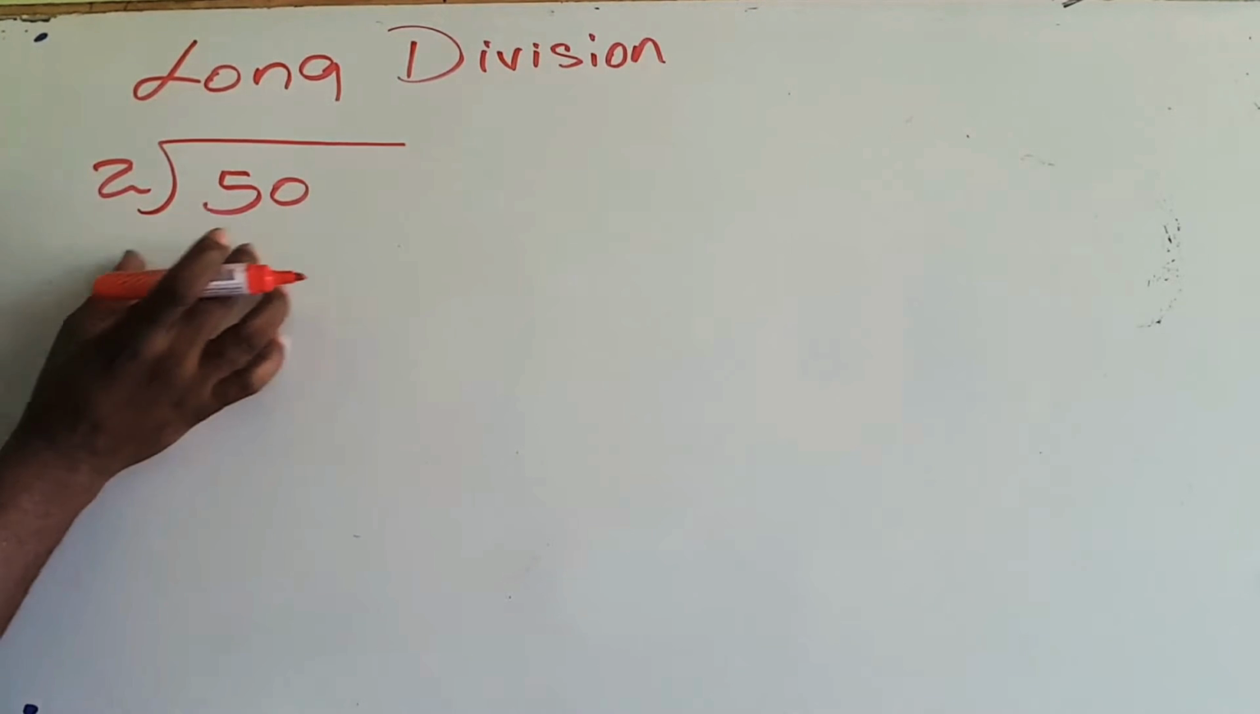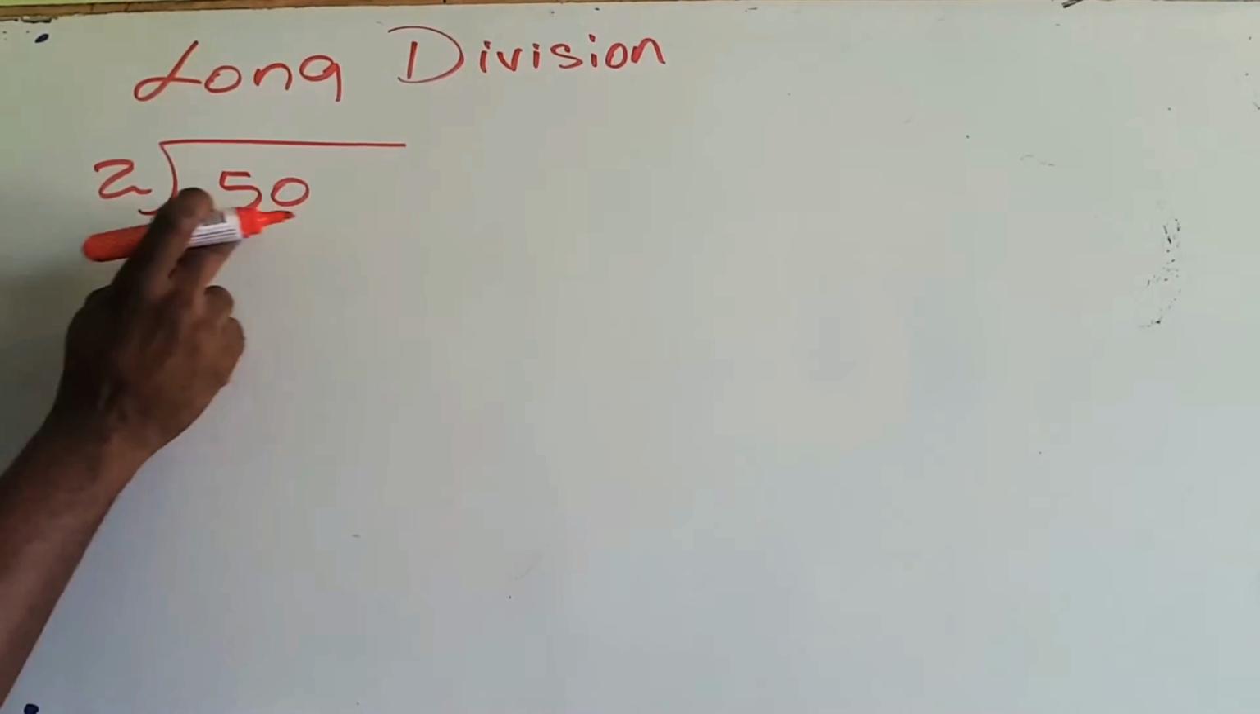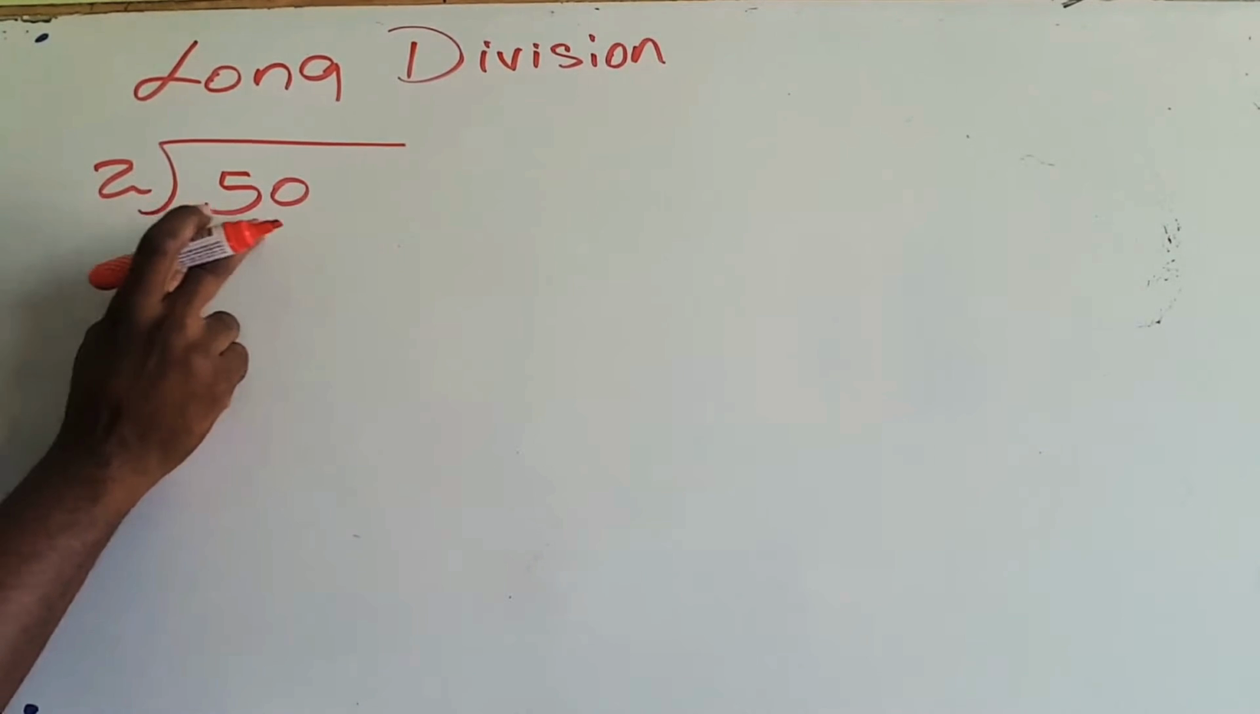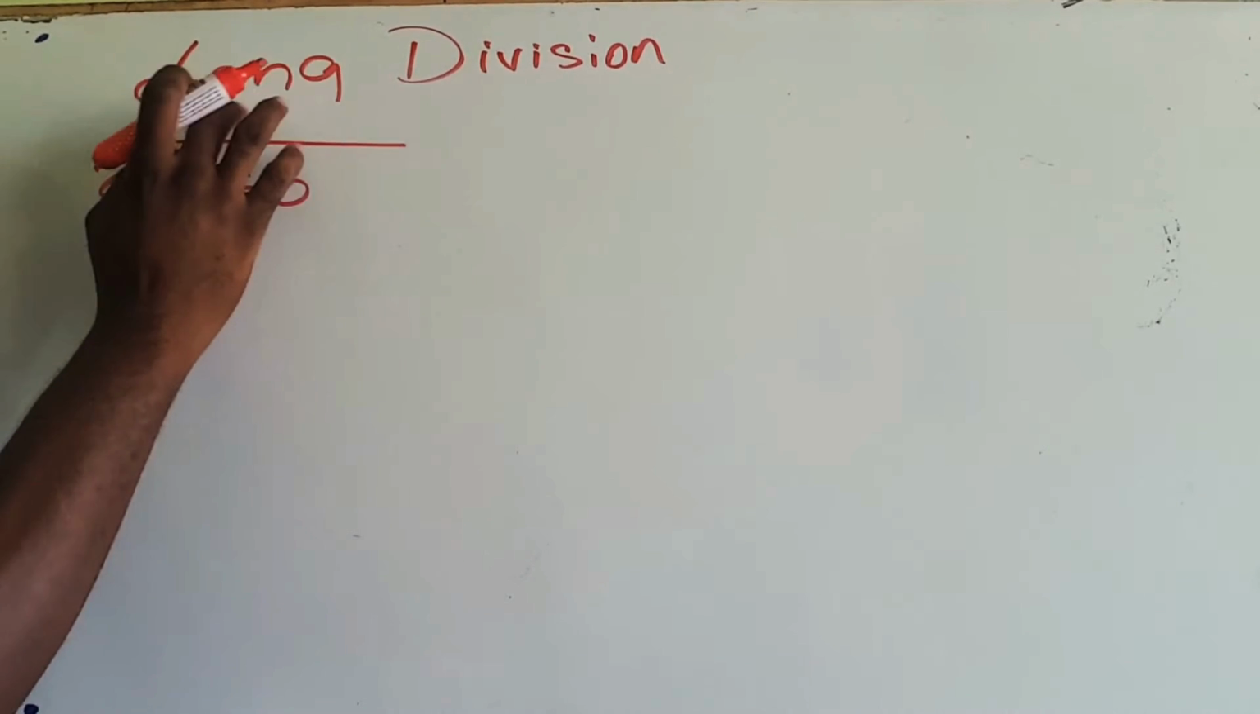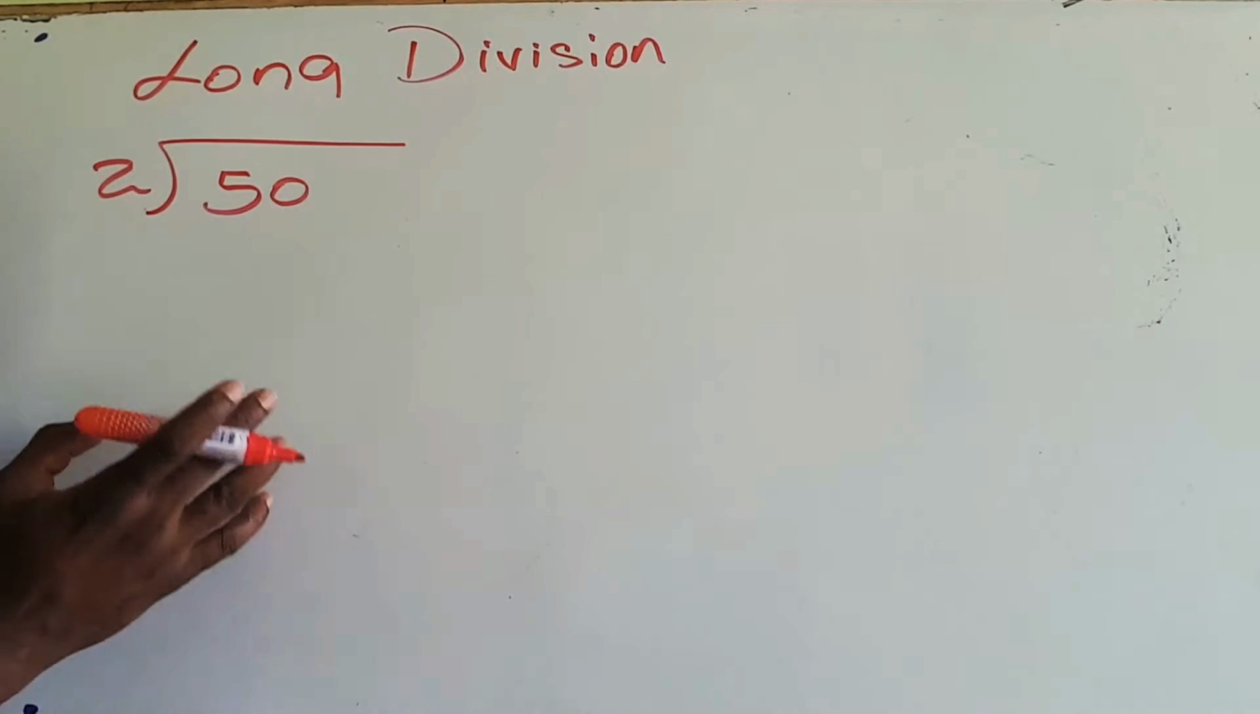All right. So this is what we call the dividend. We're going to divide up this. Okay, this is the divisor, and the answer we get, they call it the quotient, right? So basically, we're doing the long division.